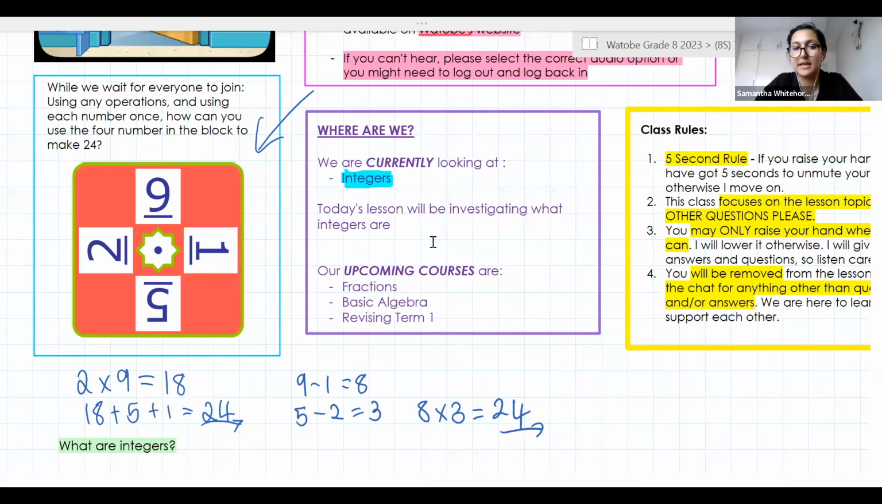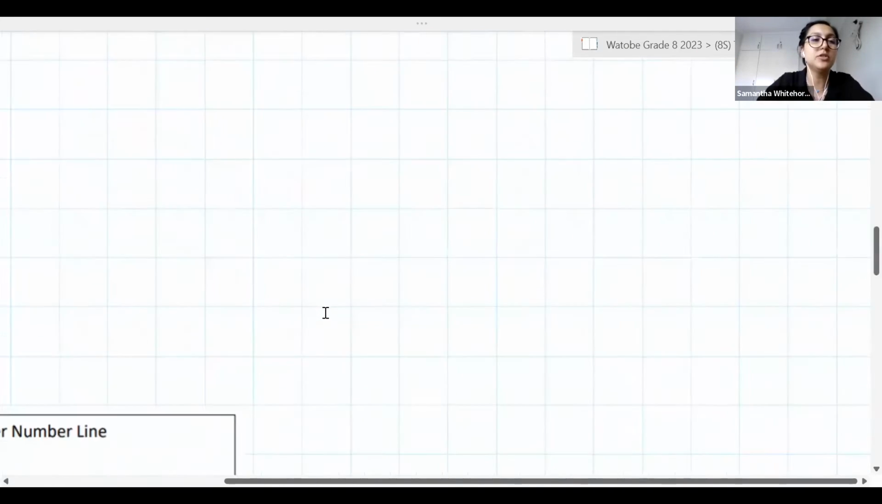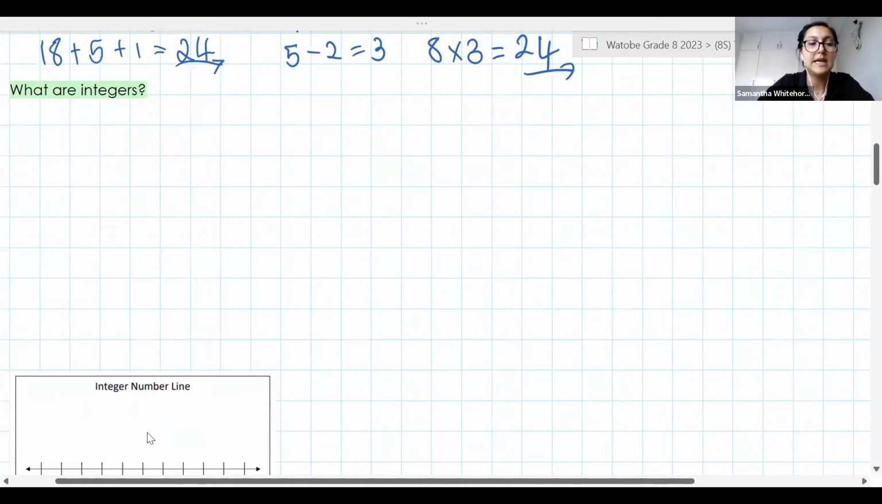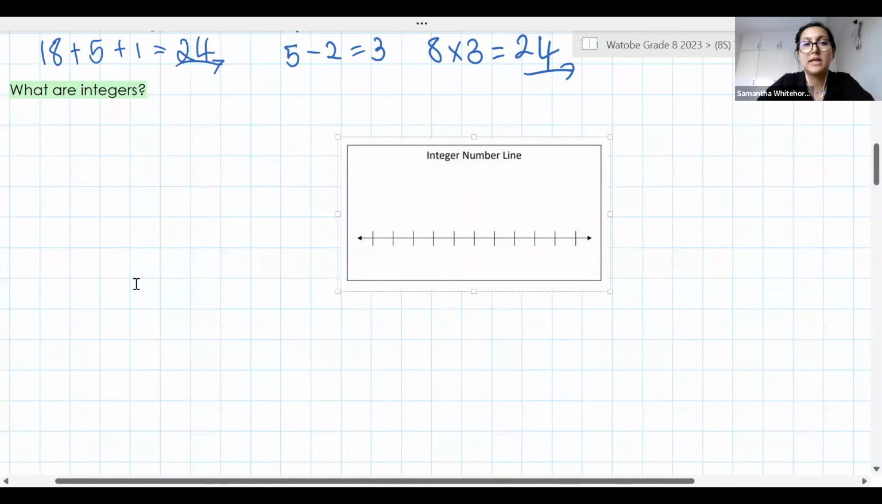Right, but let's get into our lesson. That's just a fun little brain breaker to get you into the math headspace as we get into our lesson. So my first question to you guys, Boopsie Daisies, is what are integers?